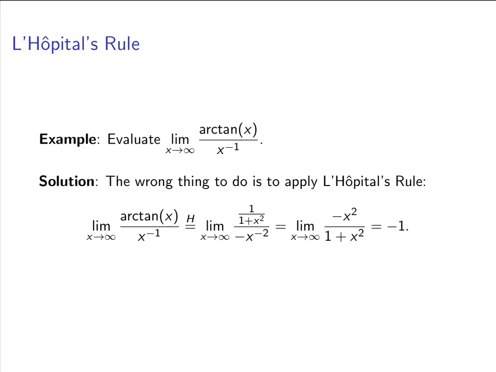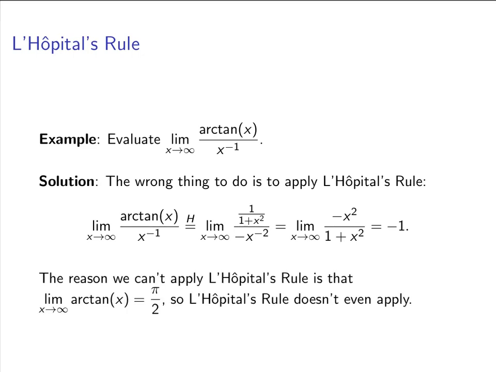Now, this looks like the right thing to do to say, well, let's just differentiate the top and the bottom and do a little bit of algebraic simplification. The trouble is that the limit of the top is pi over 2. And that means L'Hopital's rule doesn't even apply. You can't use L'Hopital's rule on this. Remember that L'Hopital's rule can only be applied to an indeterminate form of type 0 over 0 or infinity over infinity.